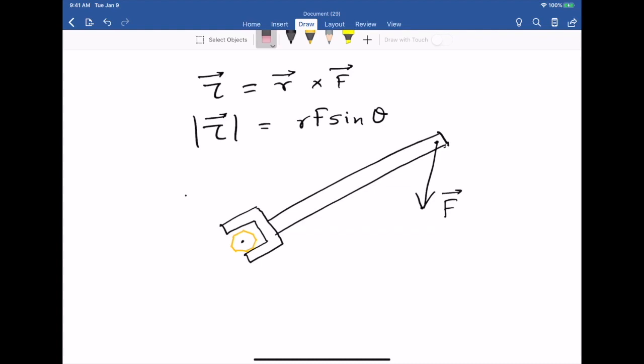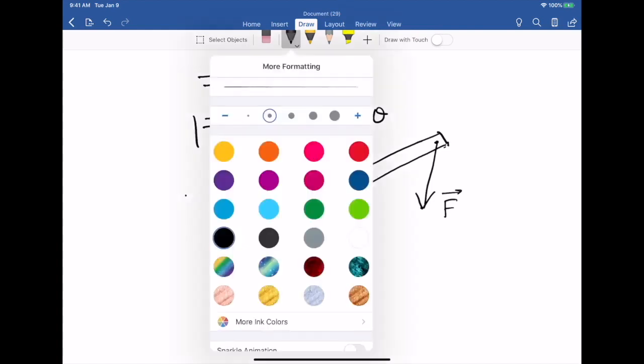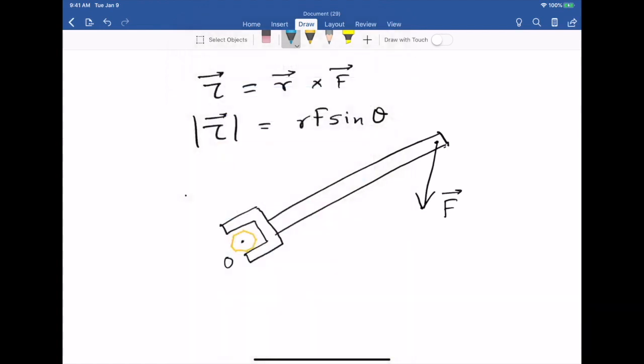Let's write the O over here. So the axis of rotation is this point about which the system is rotating. Okay, so how do you find the torque of F about this point? What you do is you first have to draw the R vector, which is a line which starts from the reference point, which is just the axis of rotation, and goes out to the point of application of the force.